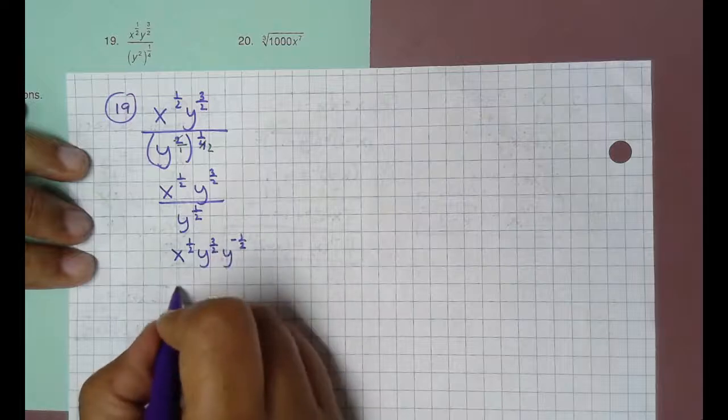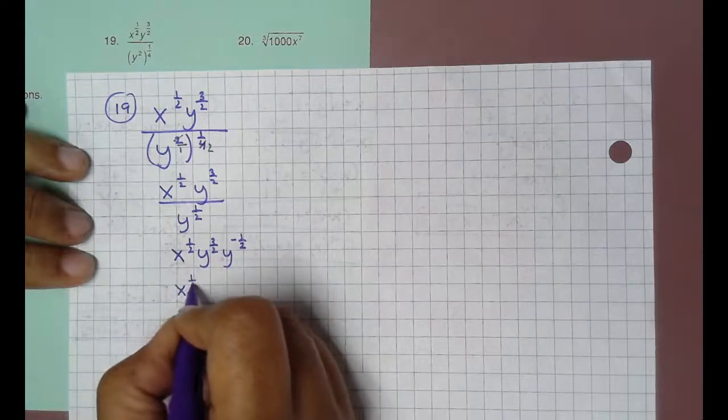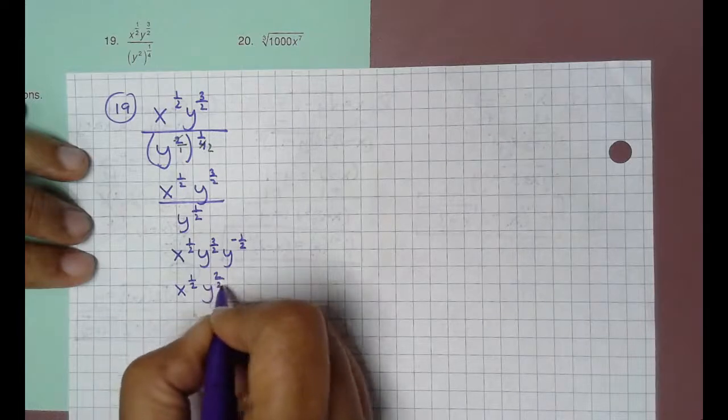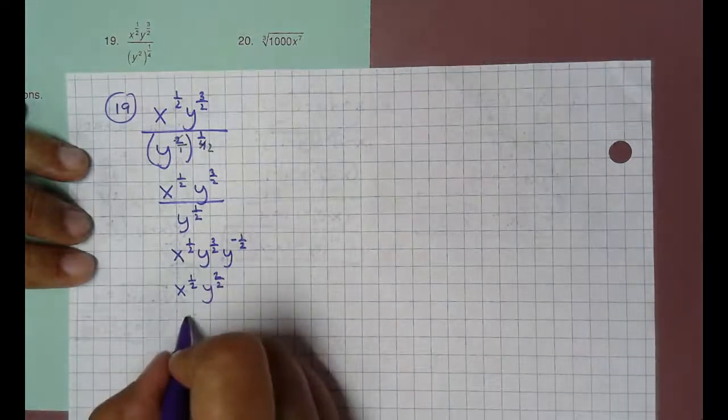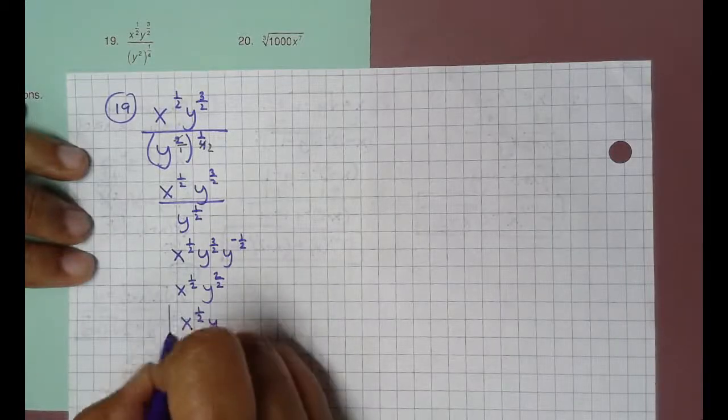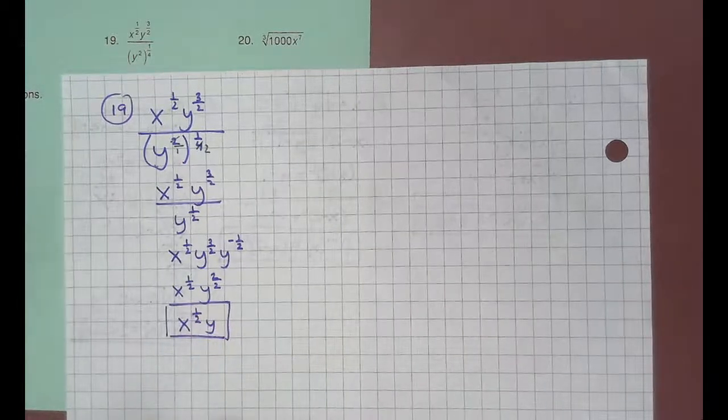And now putting these exponents together, they already have a common denominator. 3 minus 1 is 2. But 2 over 2 is just 1. So it's x to the 1 half and then just y. You don't even need to write the 1. It's automatically known to be 1. All right, and then number 20.